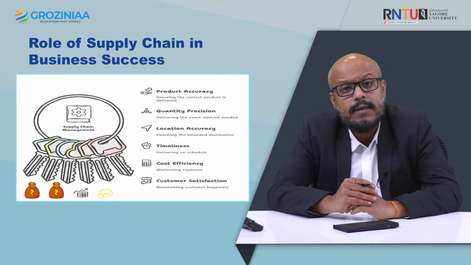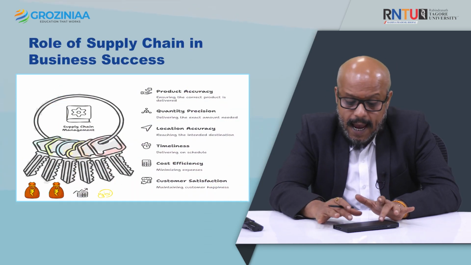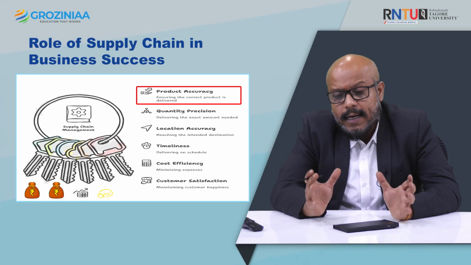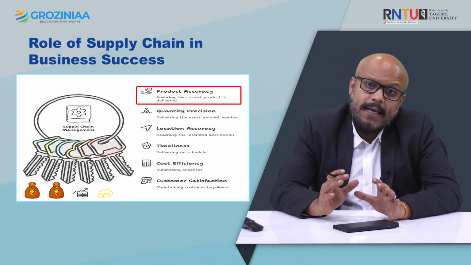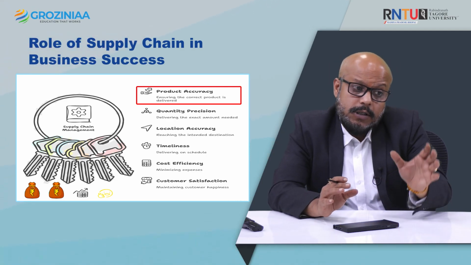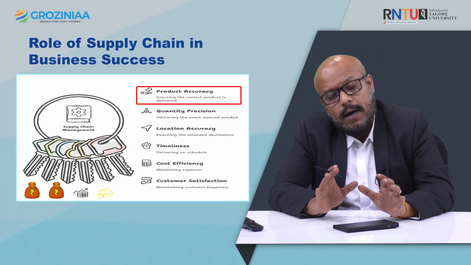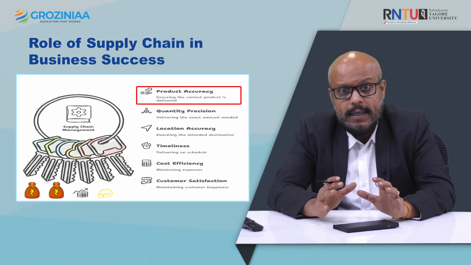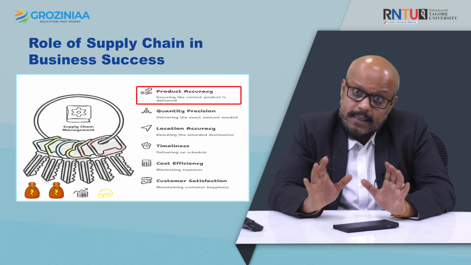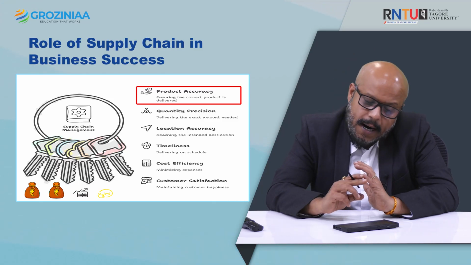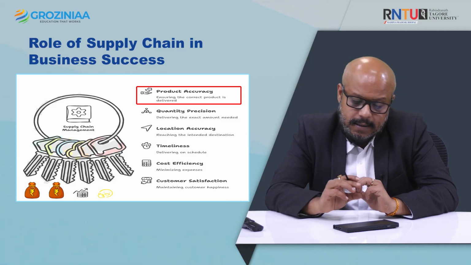Supply chain management provides a company and its clients with product accuracy, because the technical team designs. Supply chain management is responsible to source the exact requirement-fit product or raw materials, so that the end product is designed or produced accurately. That is one benefit of supply chain management.